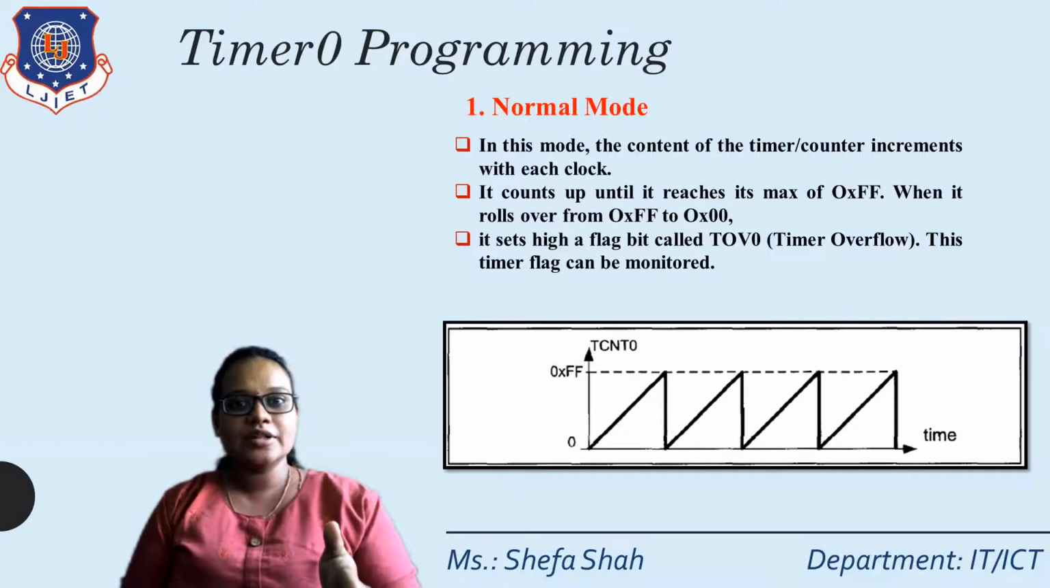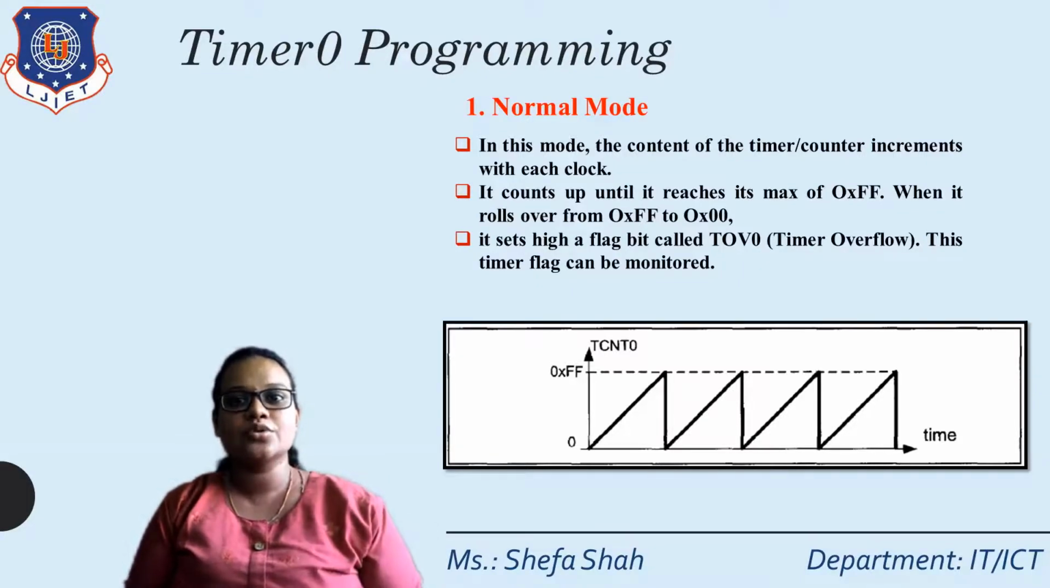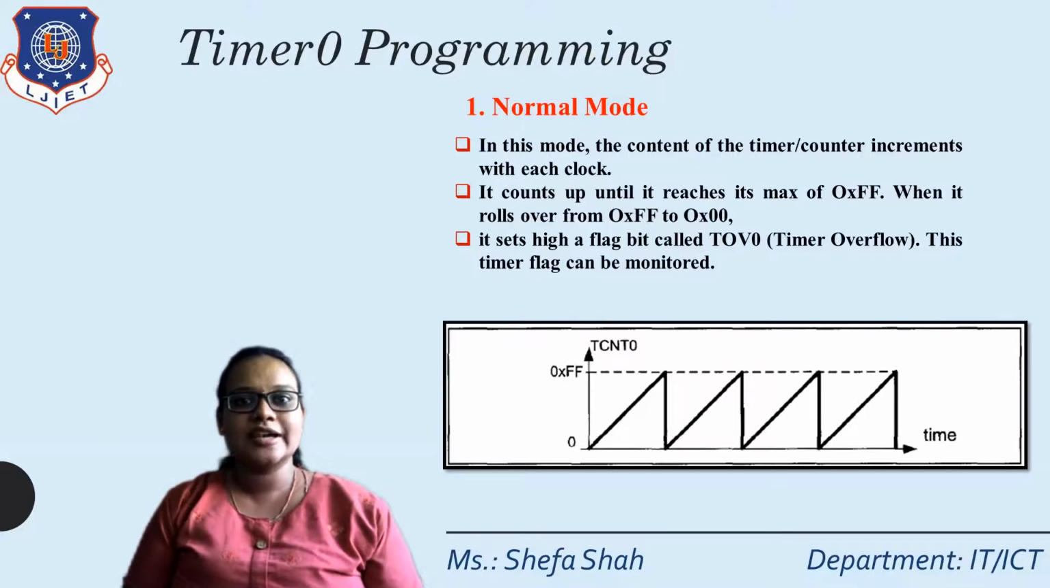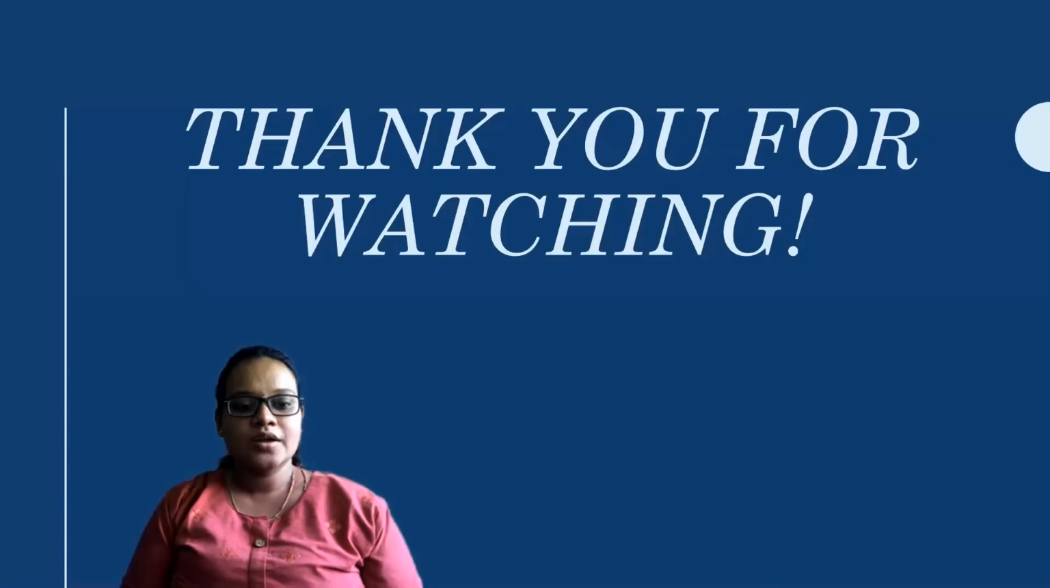For normal mode we need to store the starting value from where we need to start counting, up to FF. So we need to do back counting for that, and we will see the steps of how to calculate this timer value for the TCNT register in normal mode.